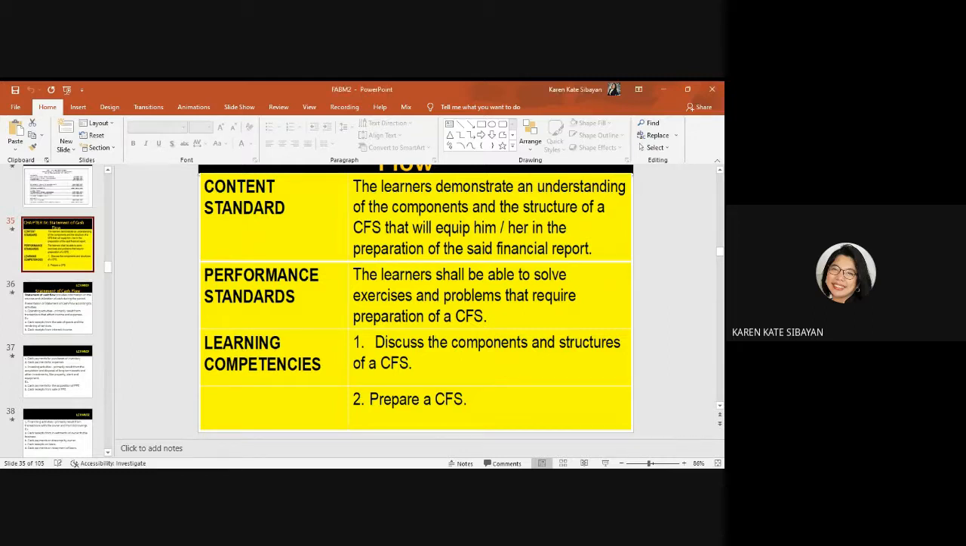By the way, pakisabi na lang kung may papasok ha kasi hindi ko nakikita yung mga magre-request na magpapa-in. Okay?